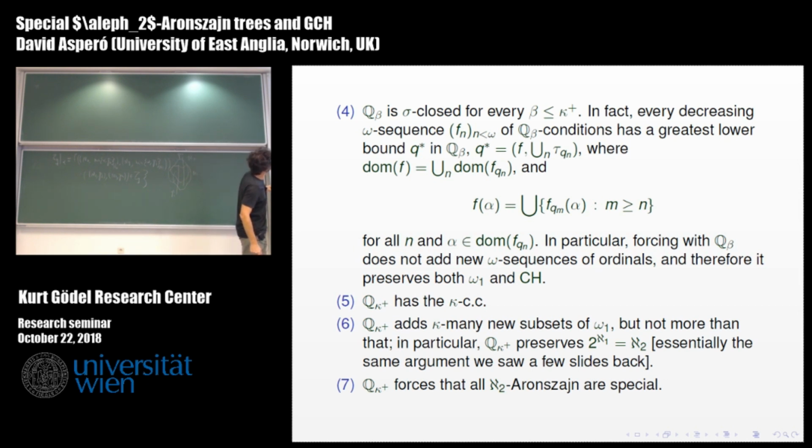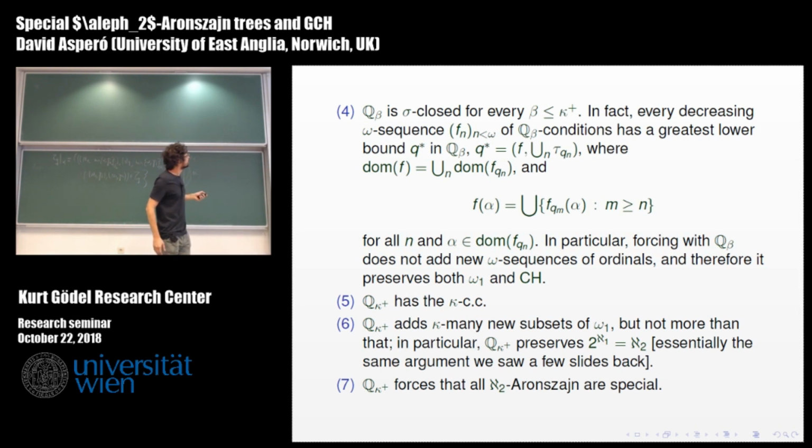So in particular, forcing with Q beta doesn't add omega sequences of ordinals. Therefore, you preserve omega 1 and CH. Now, in many arguments I'll do from now on, you will try to run some construction in omega stages. This is very useful because at the limit stage you have this greatest lower bound that will be closed under whichever operation you close the construction under. So this is very convenient.